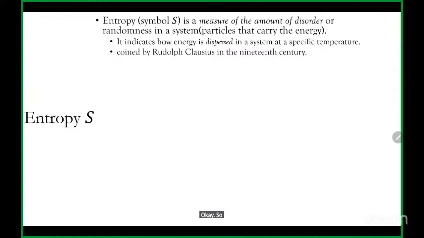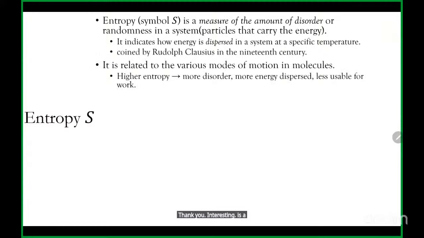So what is entropy? We have introduced another concept called entropy. Entropy is a measure of dispersal, amount of disorder or randomness in a system. So it indicates how energy is dispersed in a system during a process.